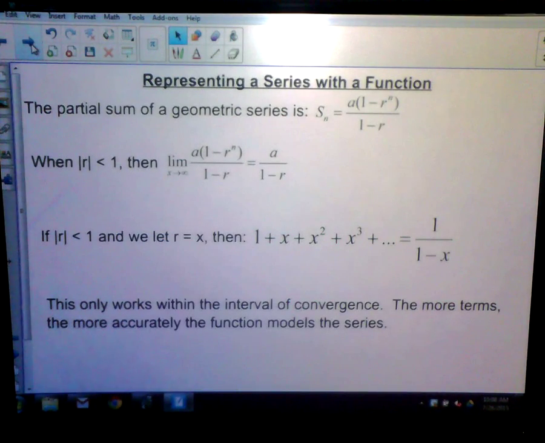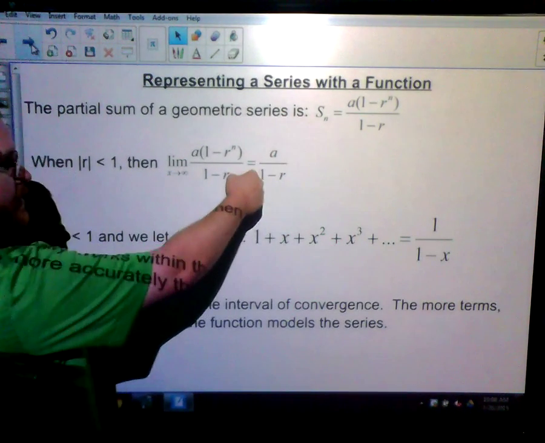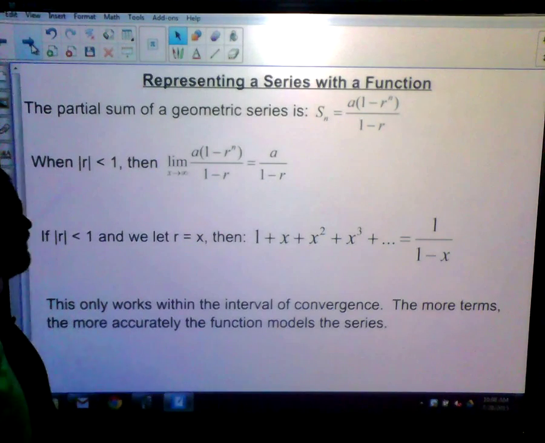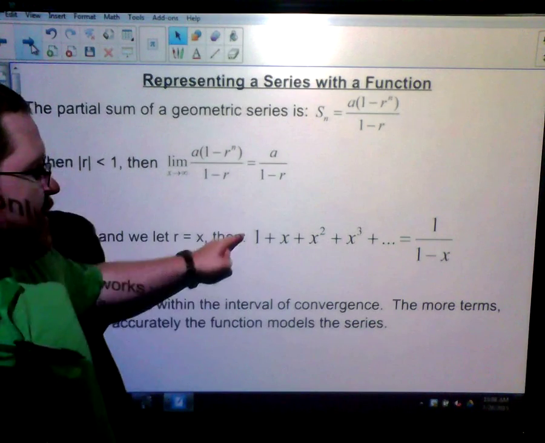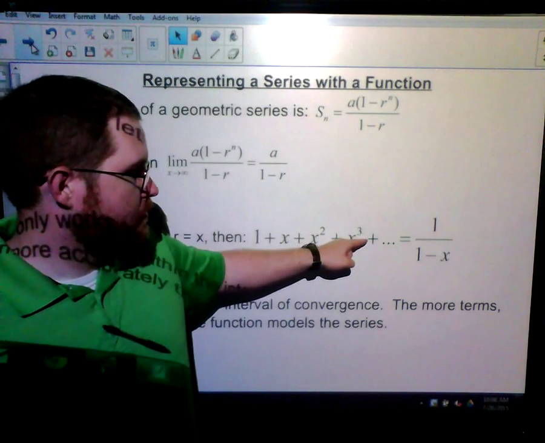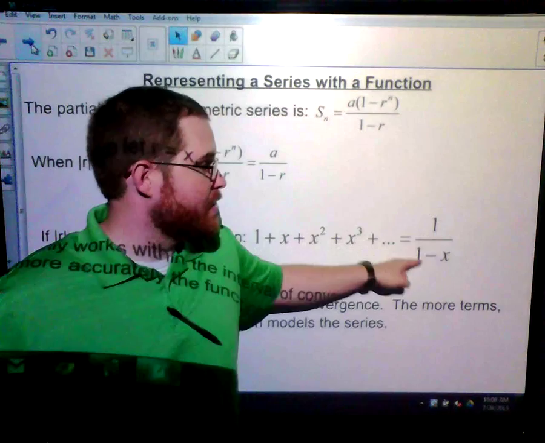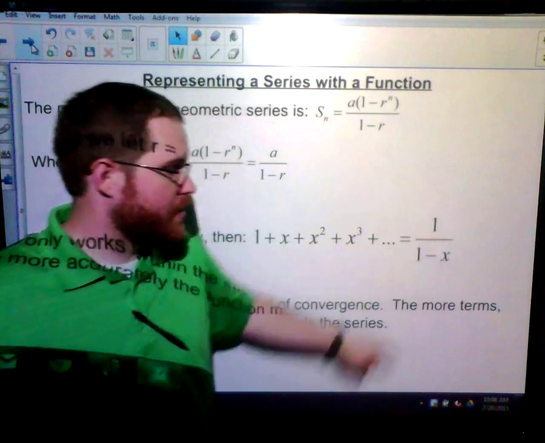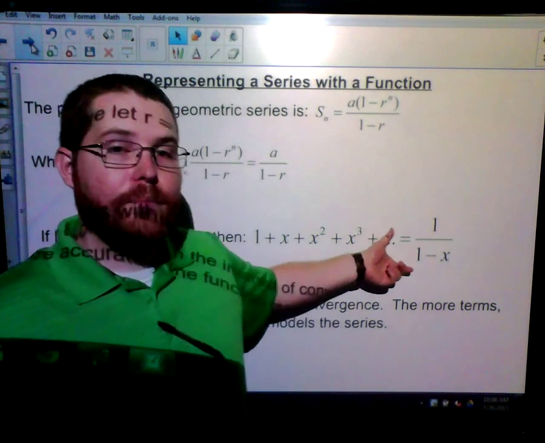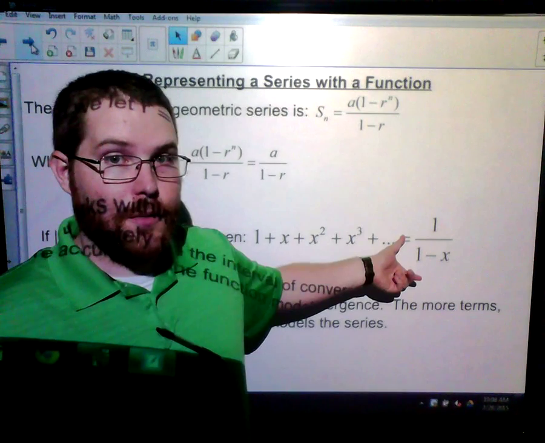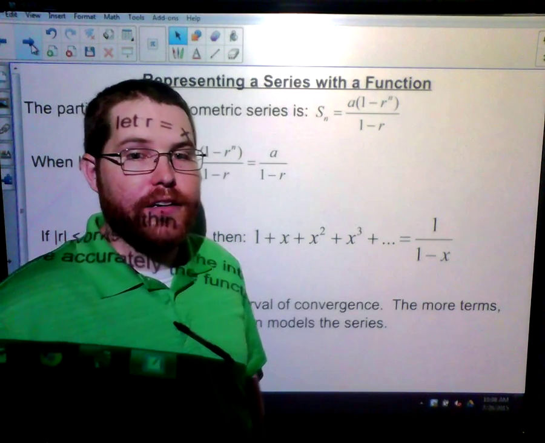The partial sum is this. We just talked about it. So here's an example of a formula we're going to use a lot later on. We're going to say that when you do this pattern forever, it's the same thing as this polynomial, or this rational function. Okay? This only works between -1 and 1. We'll get into this a lot more. This is called a Taylor series, or a power series. So we'll talk about that here in a couple sections.